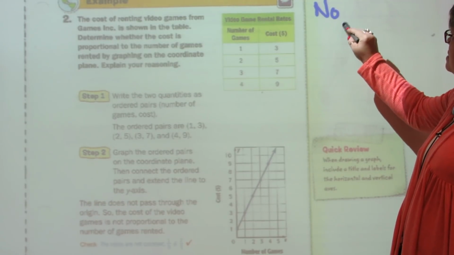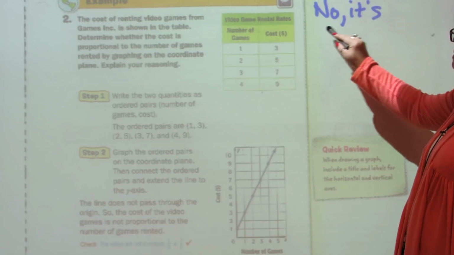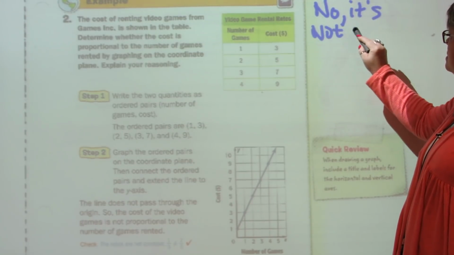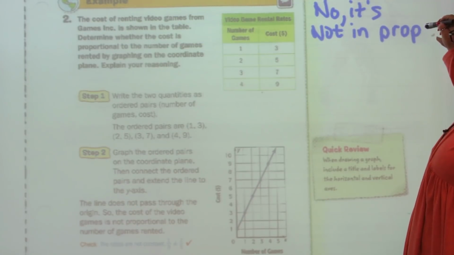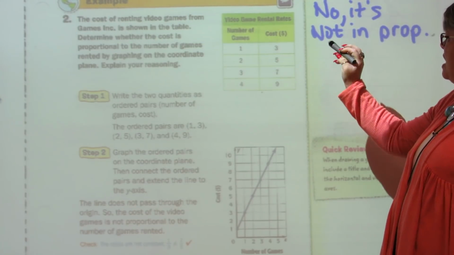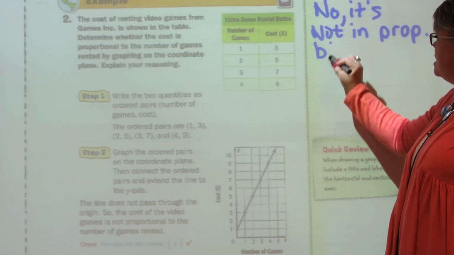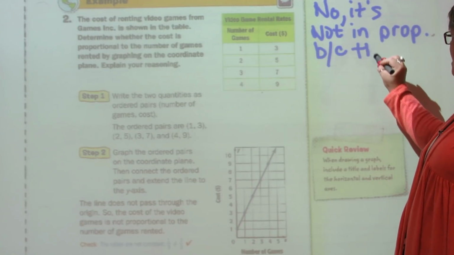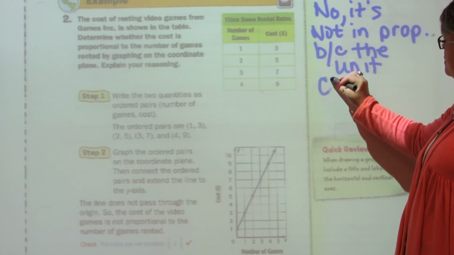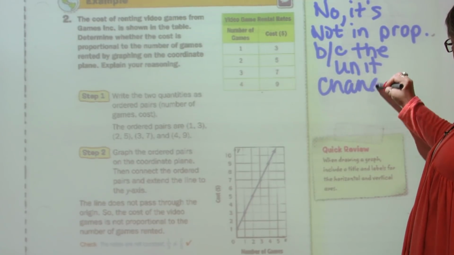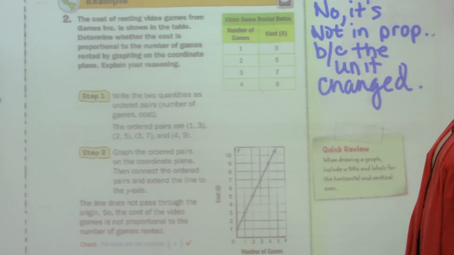So no, it's not in proportion. I'll just abbreviate that. Not in proportion because the unit rate changed. You got a better deal when you rented more games. All right?